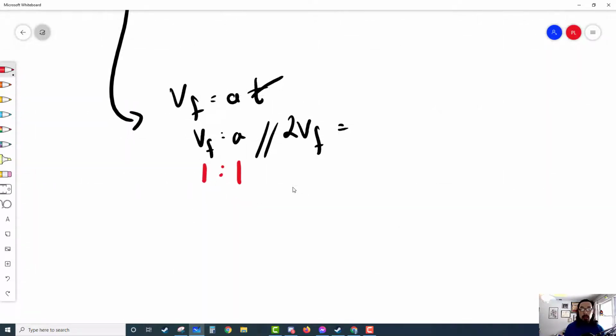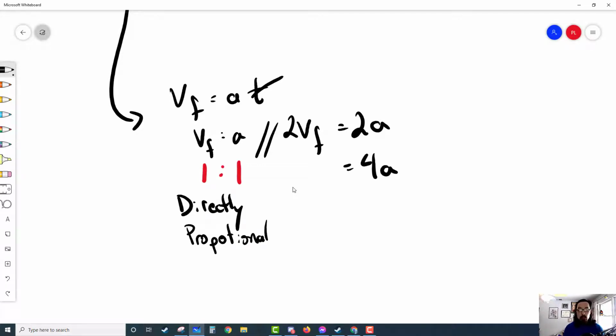Now, you might also hear me call this a directly proportional relationship. The way that we know it's a directly proportional relationship is if one value goes up, another value also goes up by the same factor. Also, they're on opposite sides of the equal sign, and they're both in the numerator. So we have a 1-to-1 ratio. If my velocity increases by a factor of 2, so does my acceleration. If my acceleration increases by a factor of 4, so does my velocity. It's a 1-to-1 ratio.